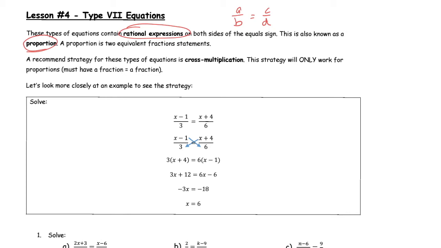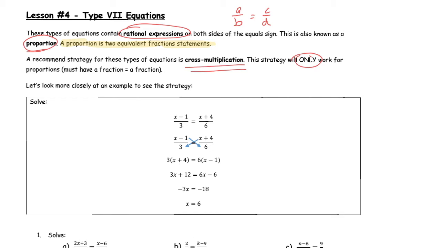Like it says right there, a proportion is two equivalent fraction statements, and that's what we're looking at right now. One recommended strategy for dealing with this is cross multiplication. You've probably seen that before, but it only works, and we can't emphasize that word enough here, if it's fraction equal to a fraction.